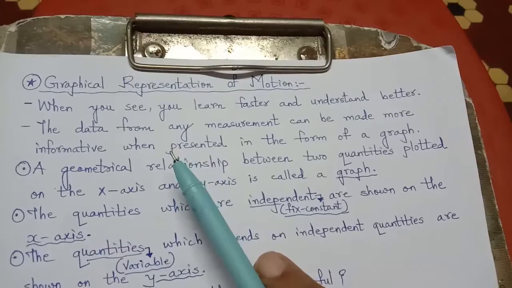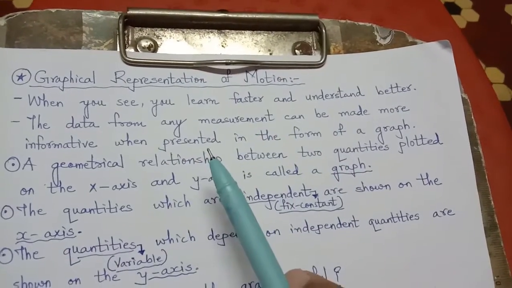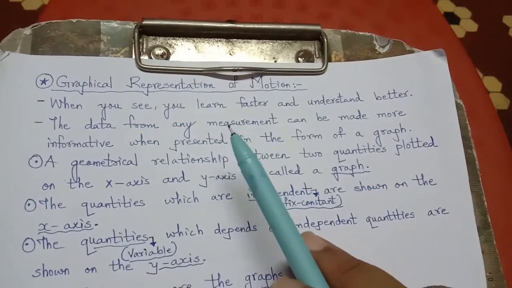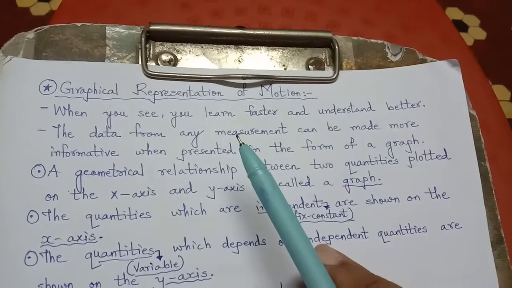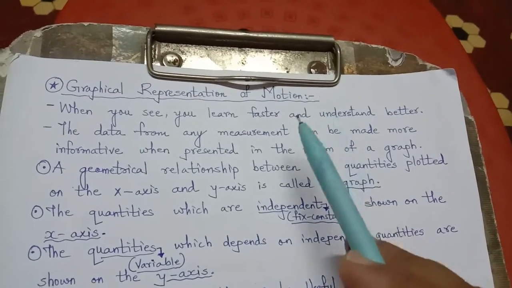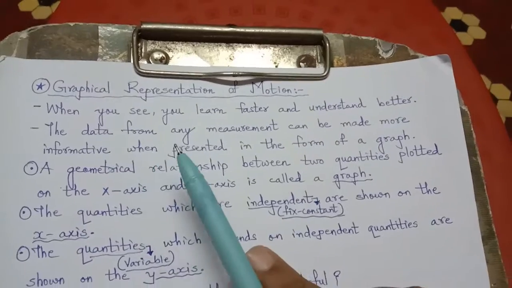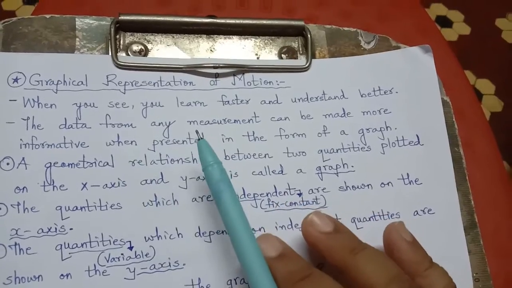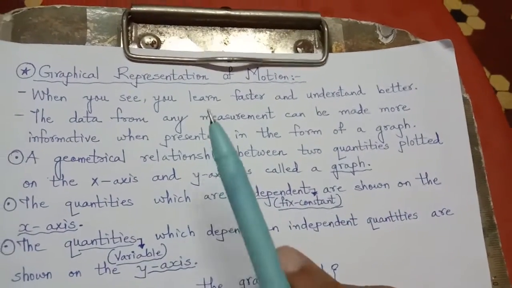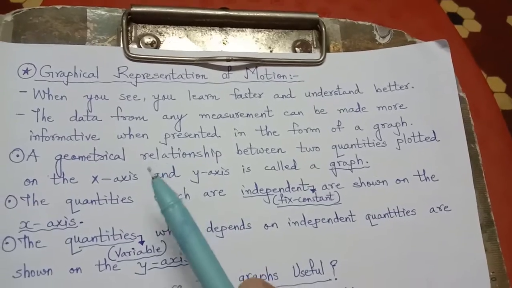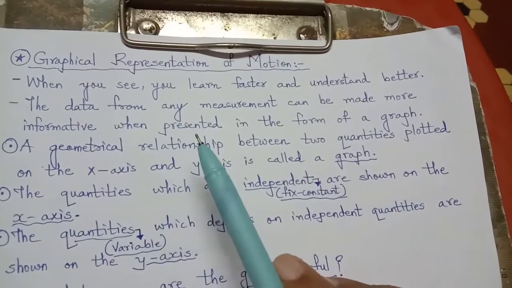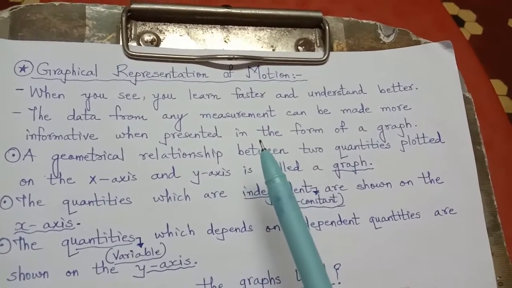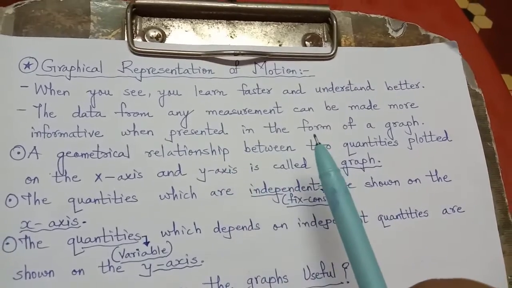Today in this video we will see a graphical representation of motion. When you see, you learn faster and understand better. So whatever we have learned, let us see it in the form of a graph so we can learn it faster and in a better manner. The data from any measurement can be made more informative. Whatever data we have collected as part of measurement will give more information when presented in the form of a graph.